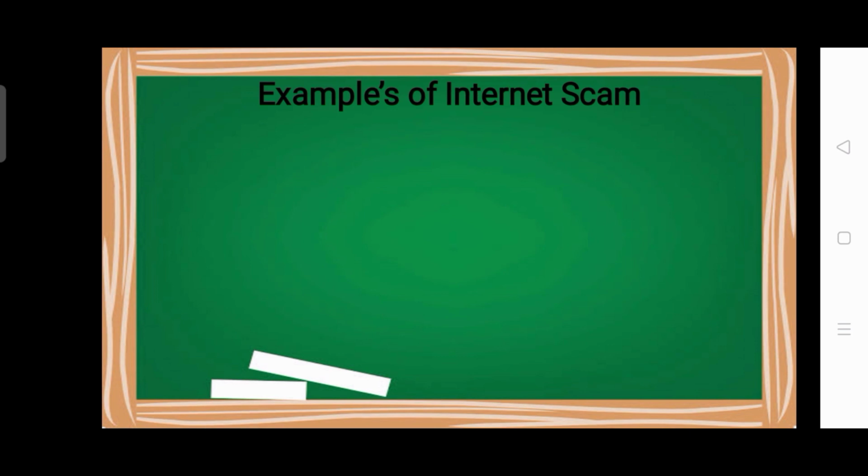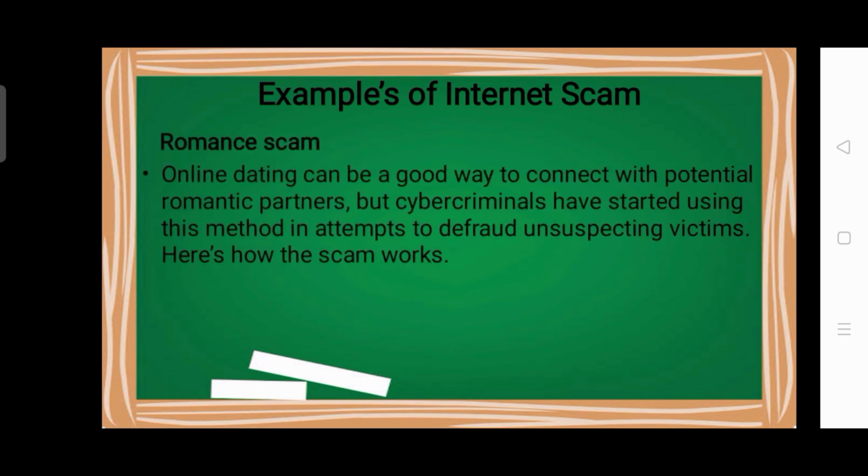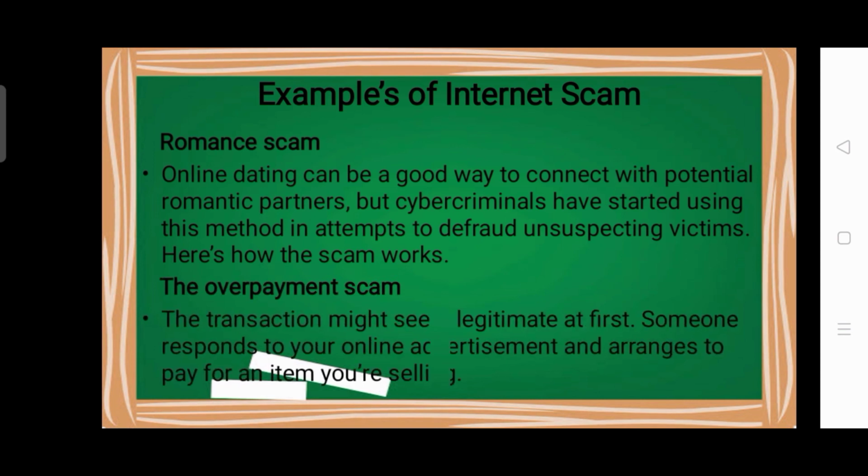Examples of internet scams. Romance scam. Online dating can be a good way to connect with potential romantic partners, but cybercriminals have started using this method in attempts to defraud unsuspecting victims. Overpayment scam. The transaction might seem legitimate at first. Someone responds to your online advertisement and arranges to pay for an item you are selling.